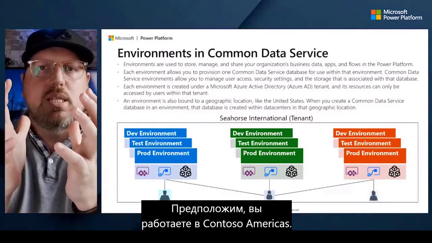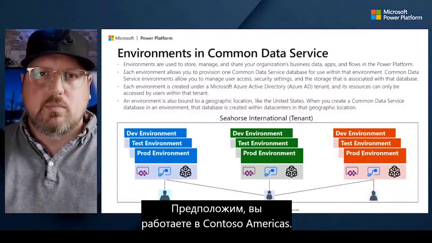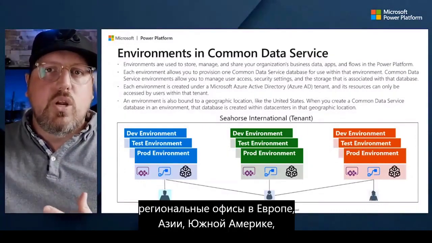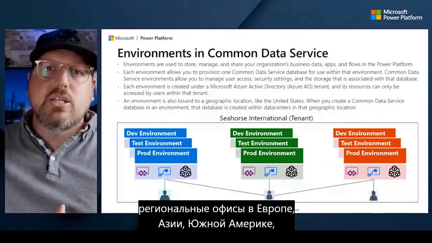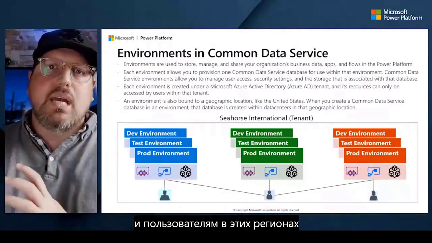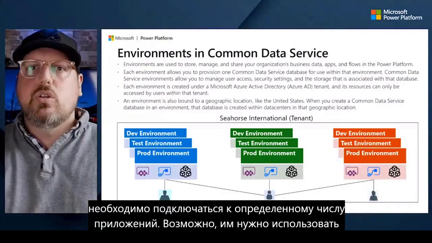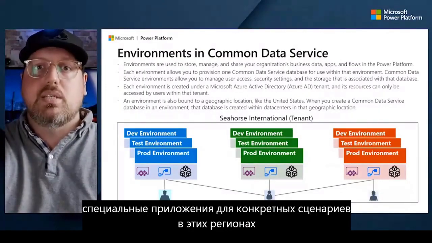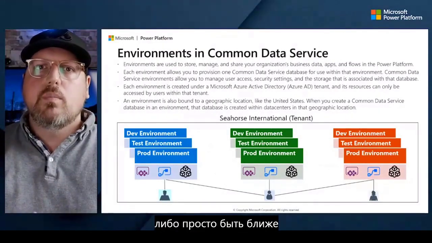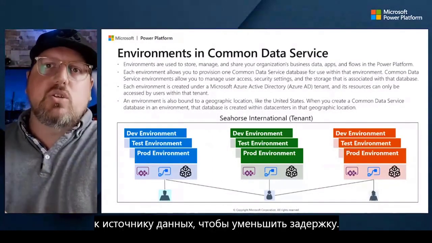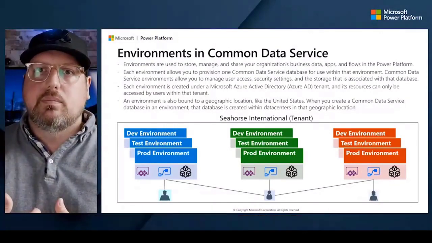And the reason you would want to use different geos for your environments is the following. Think of it if you are, let's say, Contoso Americas, right? You have your headquarters in America, but you might also have regional headquarters in Europe, in Asia, in South America, and users in those areas will need to connect to a certain number of apps. Either there are specific apps for their specific use cases in all those regions, or just have a way to be closer to the data source to reduce latency.